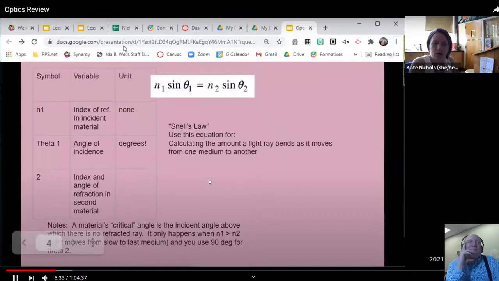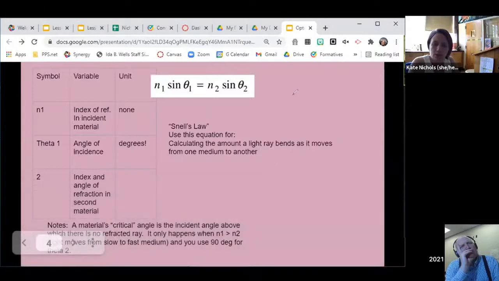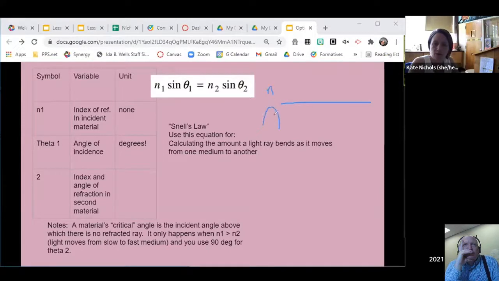For calculating how much a light ray bends as it moves from one medium to another. So whenever you have two different media, we know that the speed of light is going to be different speeds in those media. If the light ray goes straight into the medium boundary, it's going to go straight through, but it's going to speed up or slow down. In this case, we're going to slow.